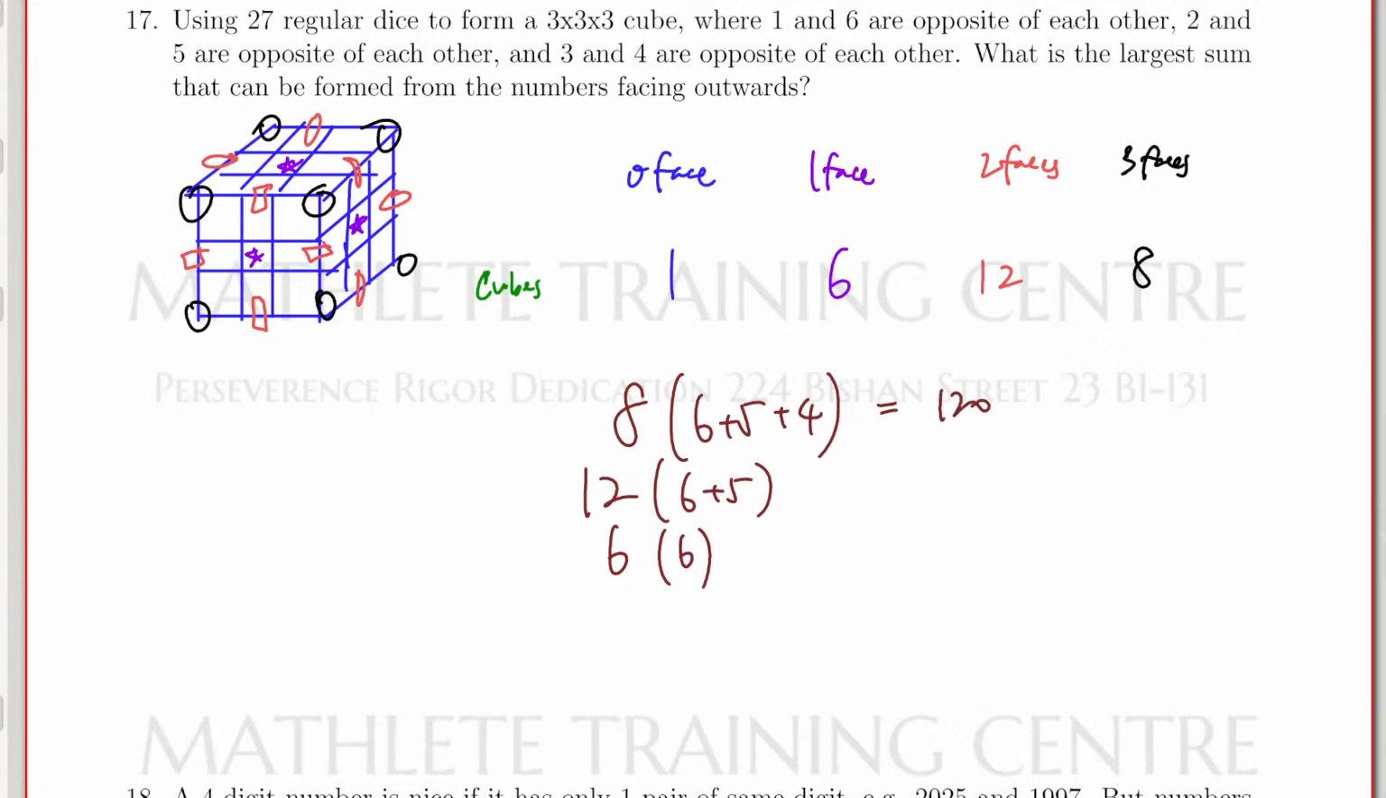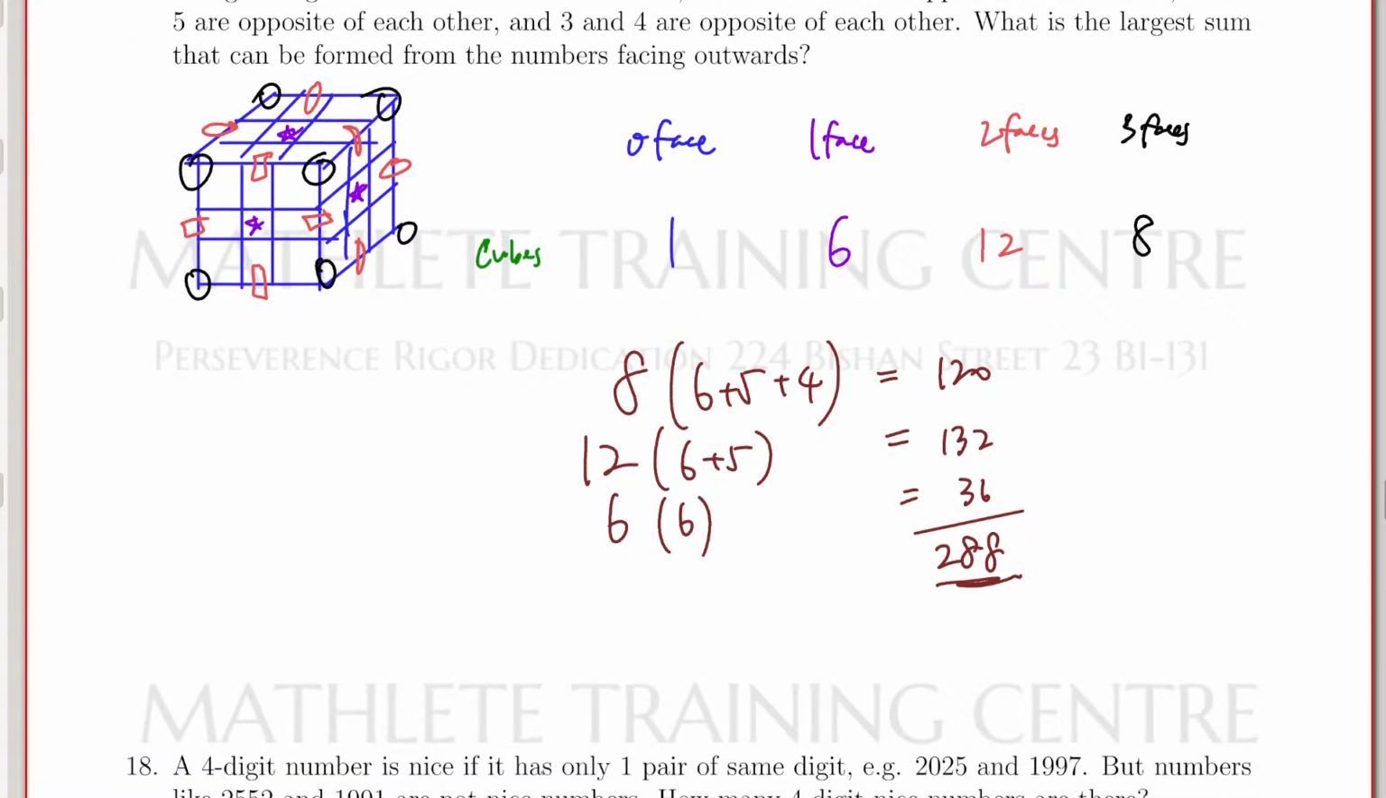8 times 15 is 120. 12 times 11 is 132. 6 times 6 is 36. The sum is 288. Okay, so that is the answer for this question 17. Let's move on to question number 18.